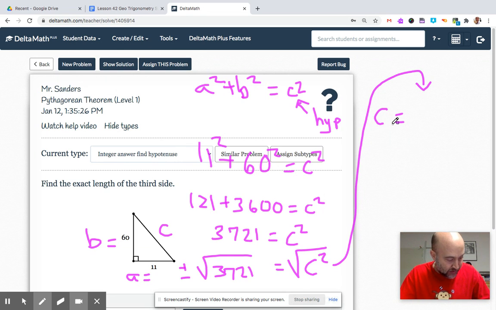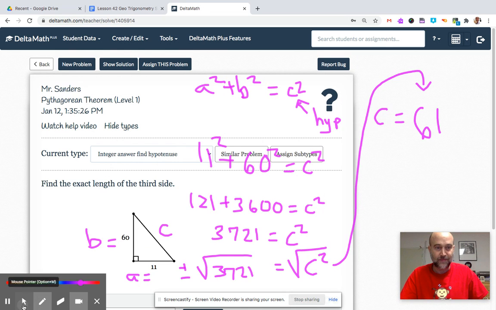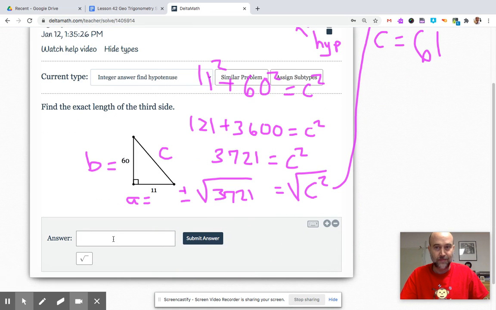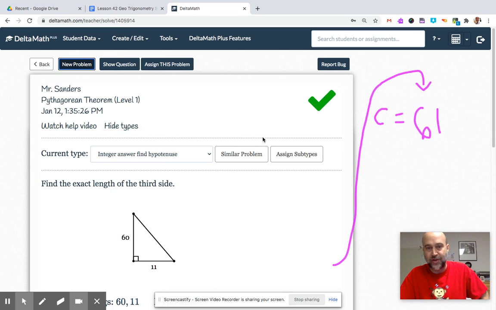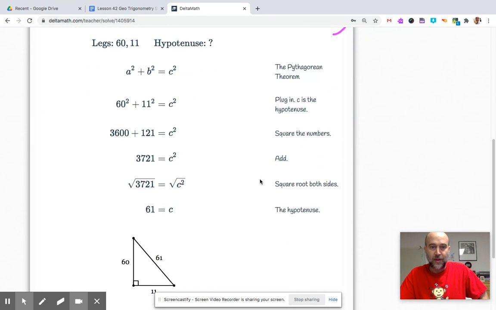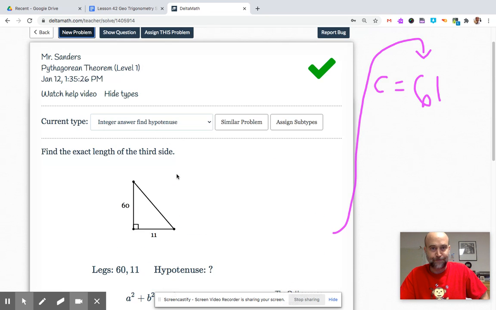So on my calculator, let's see if that's a real number or a whole number. 3721, and 61 is the answer. Make sure you're practicing with your calculator too, whatever calculator you're using. You need to be able to do these with your technology too. And nothing strange going on here.